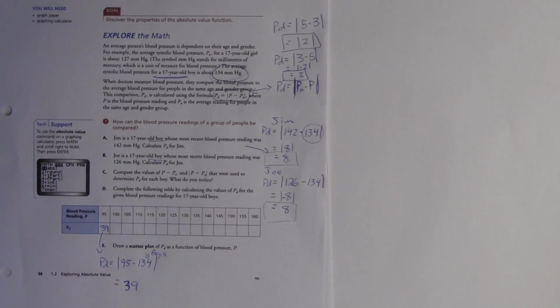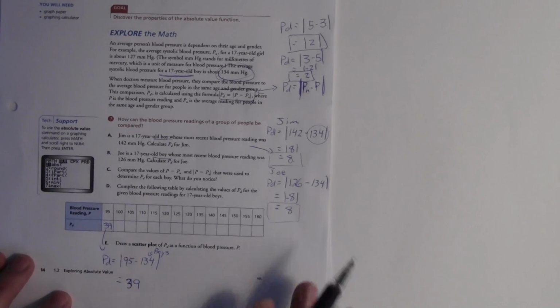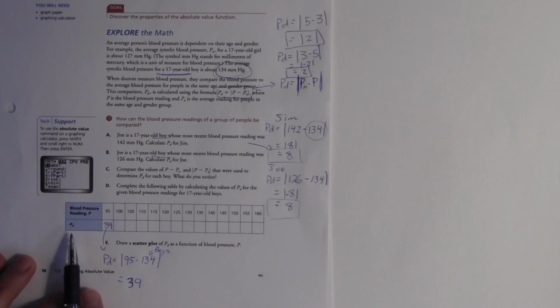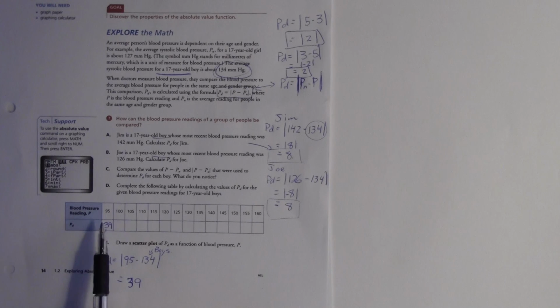Okay, so the next one, E, says draw a scatter plot of PD as a function of blood pressure. So who can tell me here which one is going to be the independent variable and which one's going to be the dependent? Lyndon. Age is independent. Which one? The age is independent. There's no age here. It's blood pressure reading versus the blood pressure.